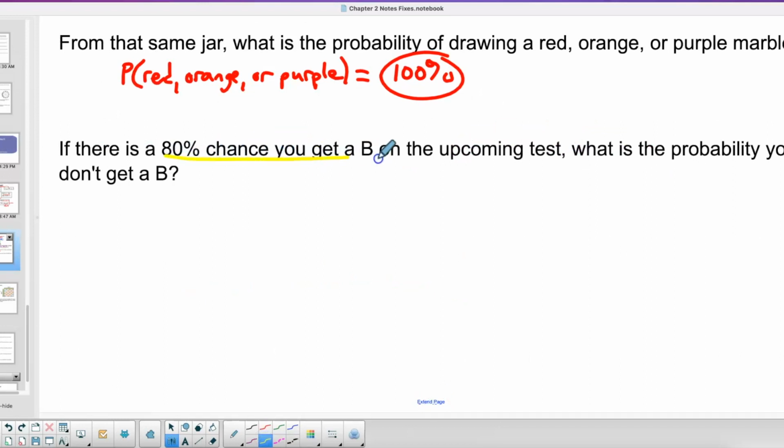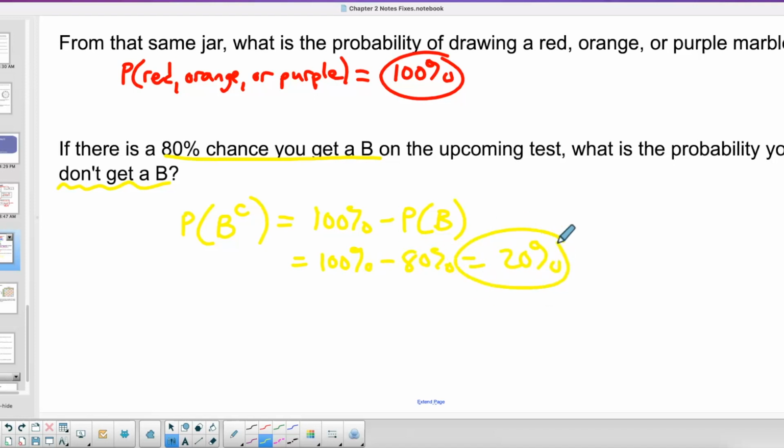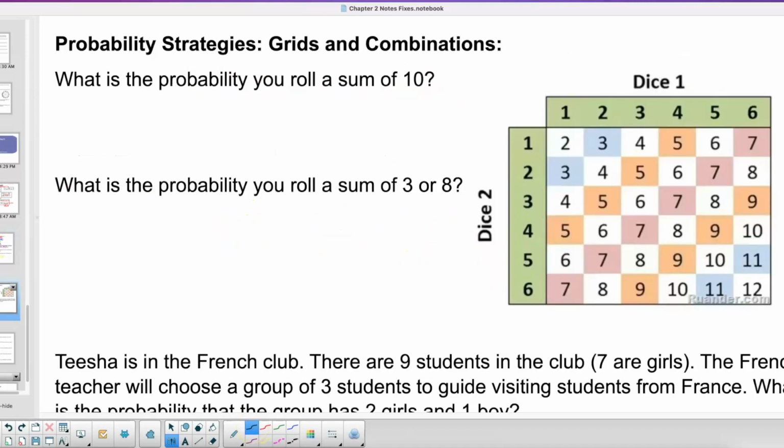If there's an 80% chance you get a B on the upcoming test, what is the probability you don't get a B? So the probability that we don't get a B, I'll do B with a C this time for the opposite of B. It's just 100% minus the probability that you do get a B, which is 100% minus 80%. So there's a 20% chance that we get something else, either an A or a C or a D or an F. So that's just the basic ones. We'll get into some that maybe can be a little bit trickier.